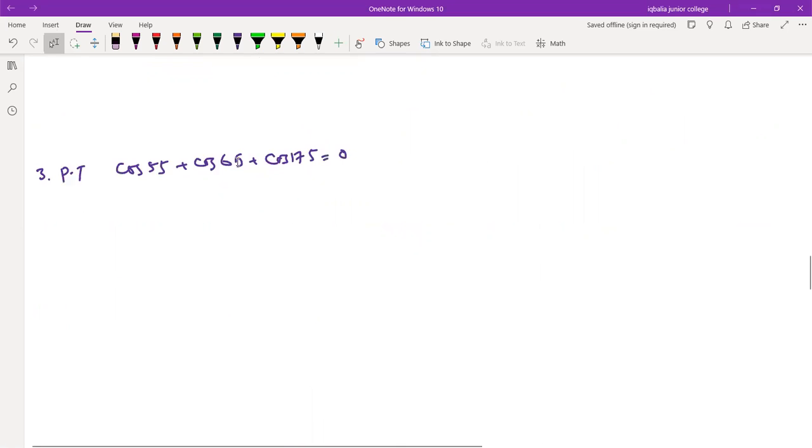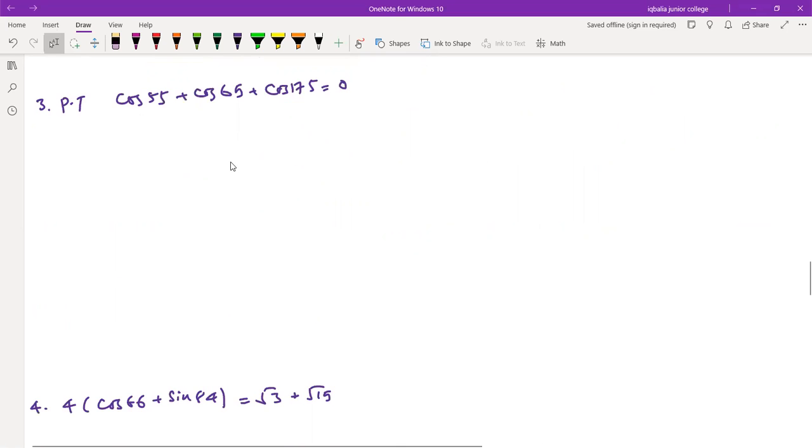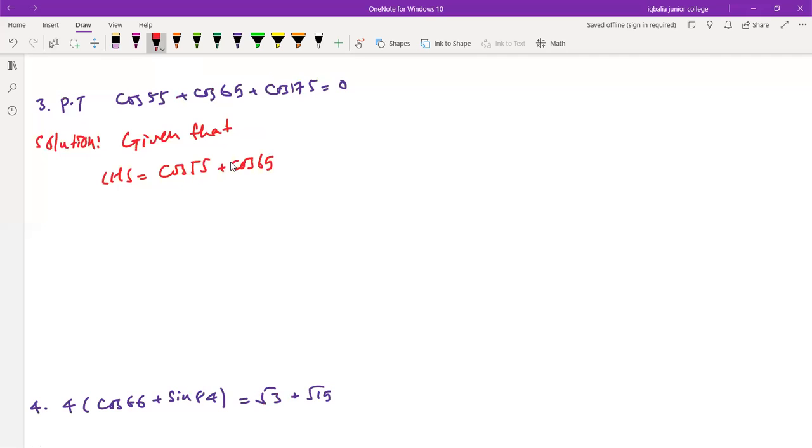Now just see the third question. The third question is, solution. So given that, in left hand side we have to prove cos 55 plus cos 65 plus cos 175. So here I can use the cos C plus cos D formula. Cos C plus cos D is nothing but 2 cos C plus D by 2 into cos C minus D by 2. So apply the formula here.